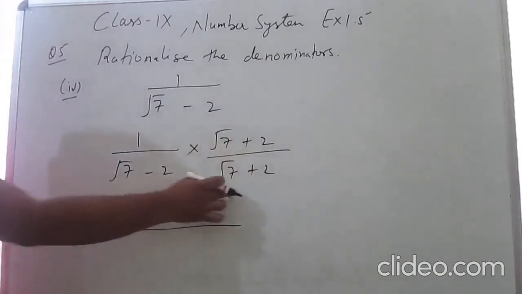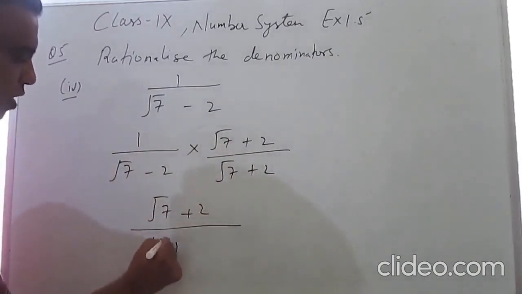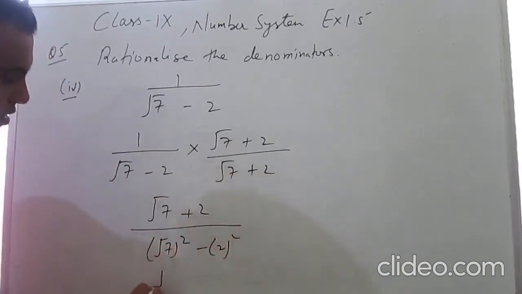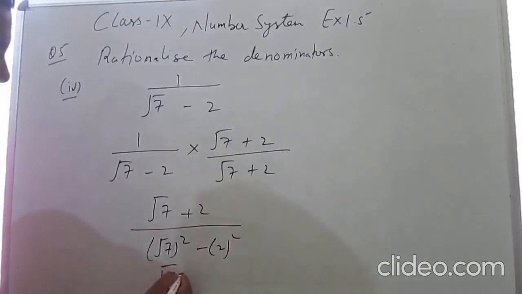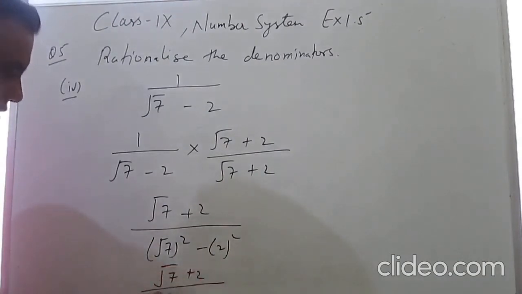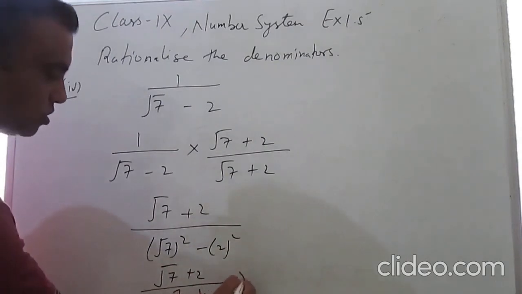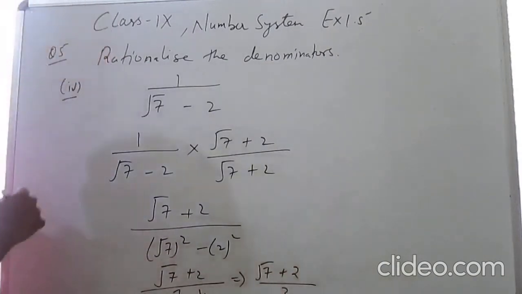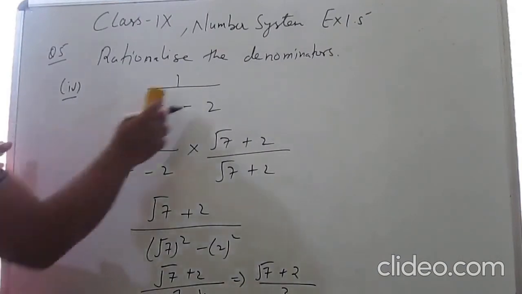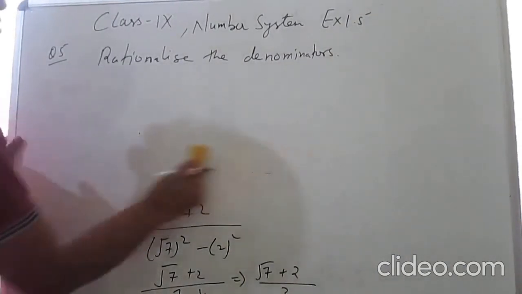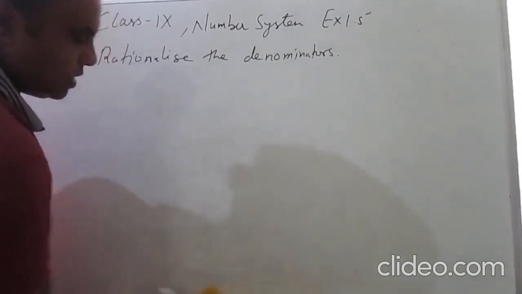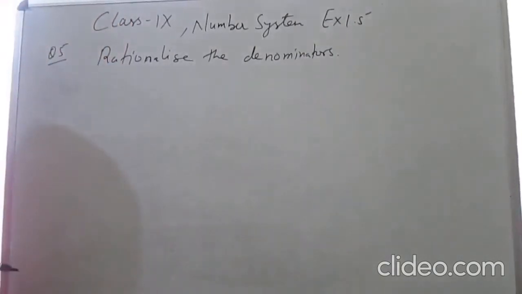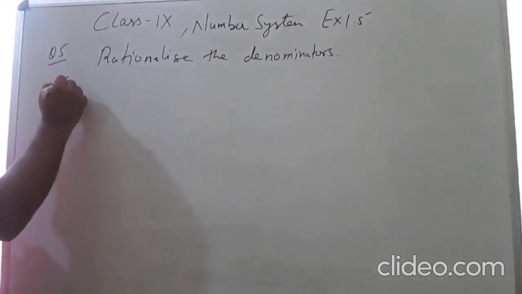Here again we can apply the identity. Root 7 square minus 2 square, root 7 plus 2 upon 7 minus 4. This implies root 7 plus 2 upon 3. This is the answer. Now I will take another question which is not from your NCERT book, but it is an important one. See here. Question is same. Rationalize the denominator. Now rationalize this question.